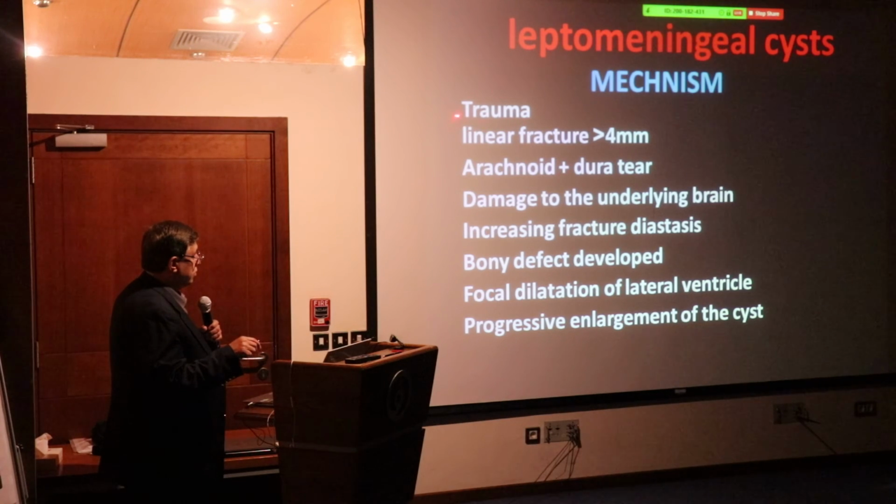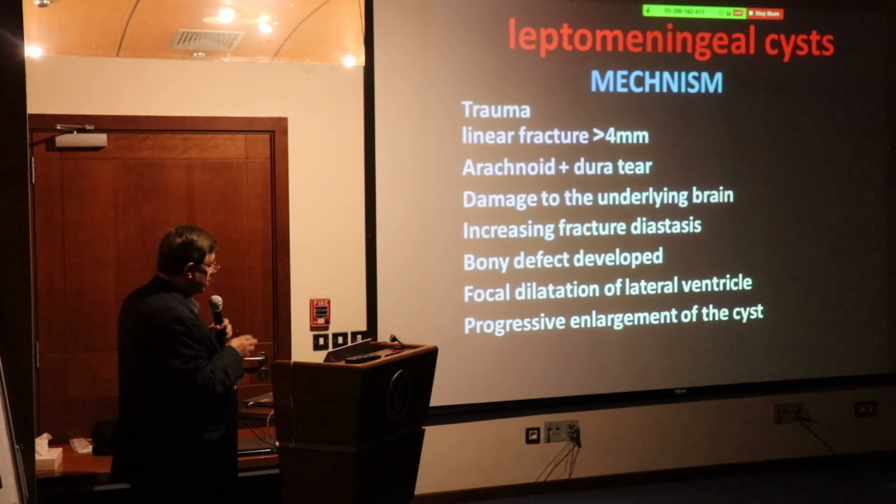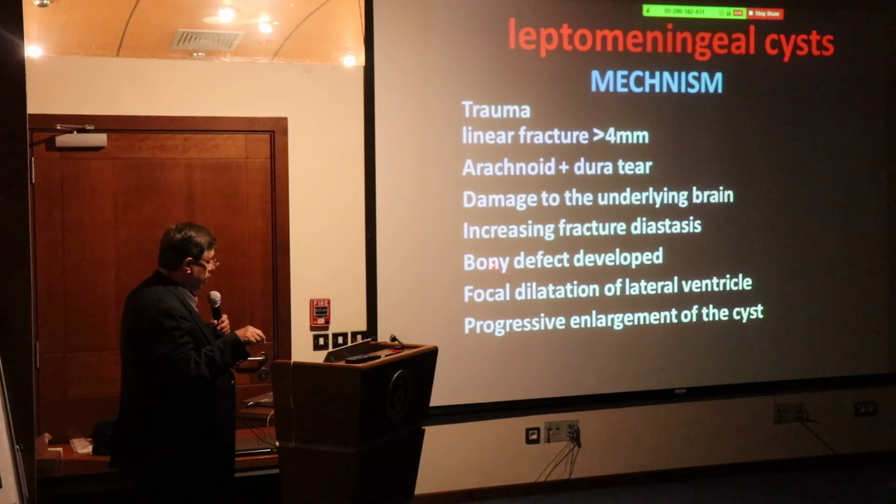So what's the mechanism? The child is subjected to this trauma through a fall or whatever. There is a linear fracture. Usually it's a bit wide. Associated with the fracture is a tear in the arachnoid and the dura, which is not recognized. And also with it some damage to the underlying brain. The pulsations of CSF at the edges of the dura and the bone will cause the fracture sides to widen, so the bony defect will develop. There will be focal dilatation of the lateral ventricle and progressive enlargement of the cyst.